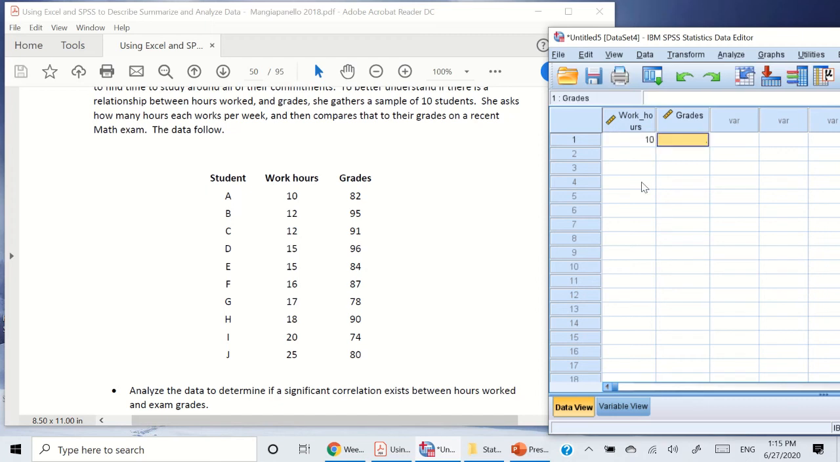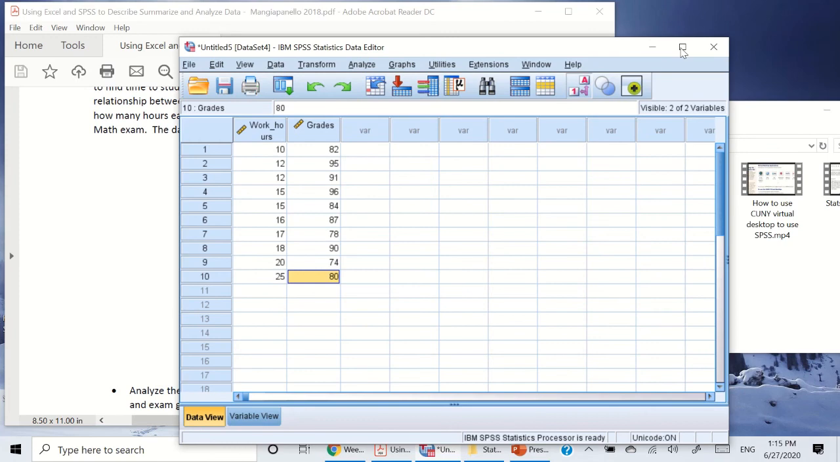So 10, 82, 12, 95, 12, 91, 15, 96, 15, 84, 16, 87, 17, 78, 18, 90, 20, oh sorry, 72, 25, 80. Now let's run the correlation and see what happens.